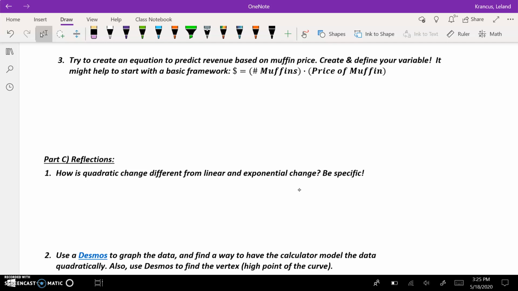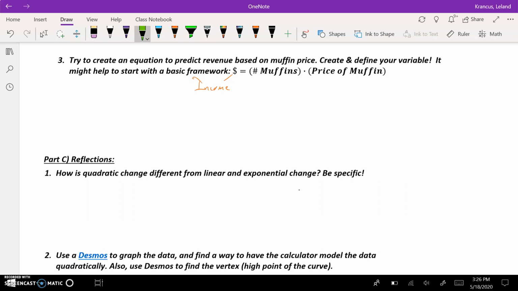So with this one, remember, if you're trying to calculate their income, so here's their income for the week. If you wanted to find their income, you'd multiply the number of muffins by the price of each muffin. Pretty straightforward. But the hard thing is the number of muffins can change, and when you change the price of the muffin, that also changes the number of muffins sold. So it's almost like you have too many variables.